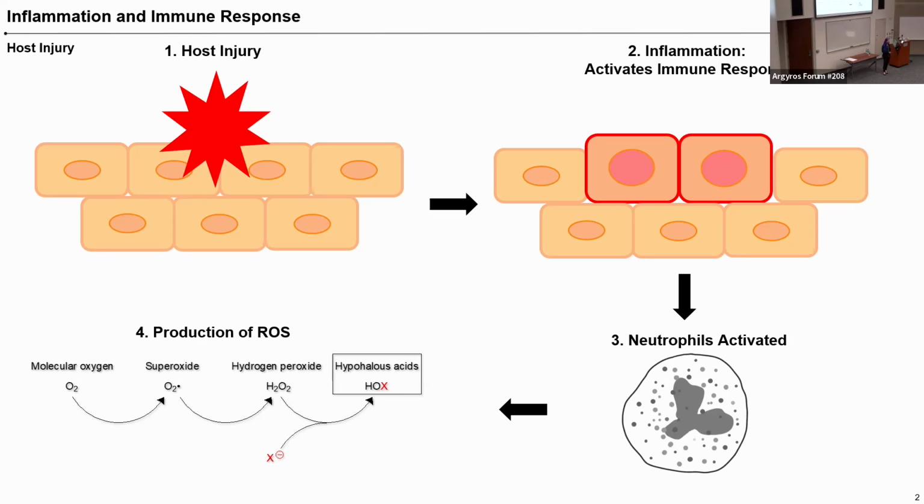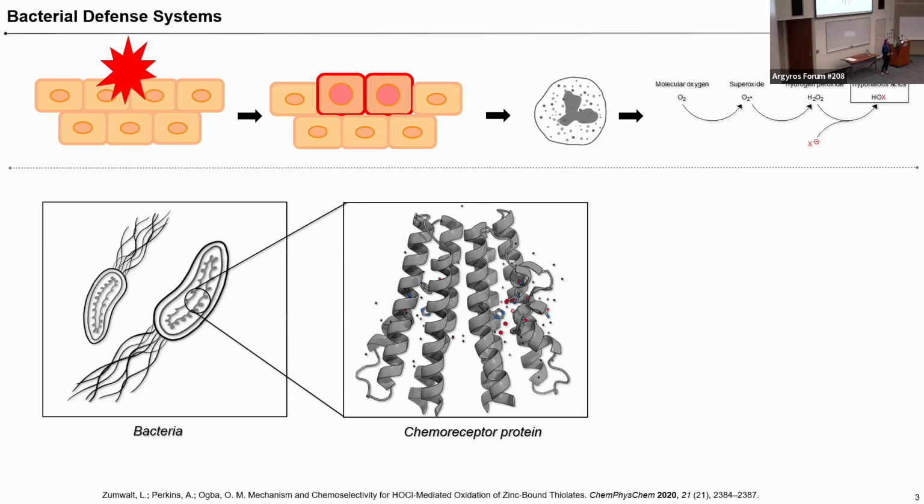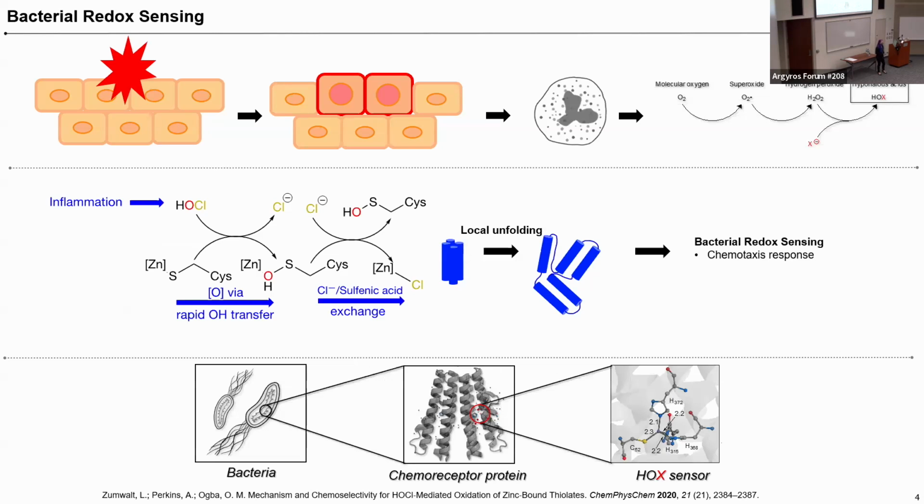These hypohalous acids can act as potent bactericides, and so, in response, bacteria have evolved to selectively sense and respond to these oxidants. They do so by using a chemoreceptor protein and an HOX sensor, which is a zinc-sulfur complex. The interaction between these hypohalous acids and the zinc-sulfur complex typically goes through a rapid OH transfer, leading to a halogen sulfenic acid exchange. This triggers local unfolding of the protein, which in turn begins that bacterial redox signaling pathway. This typically ends in a chemotaxis response, where the bacteria either move towards or away from the high concentration of hypohalous acids.